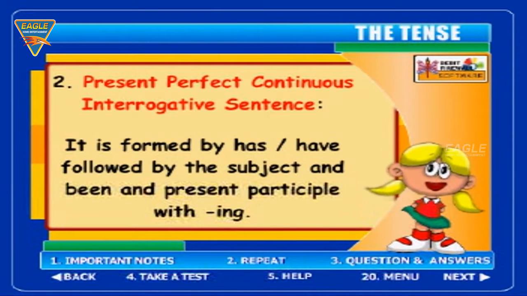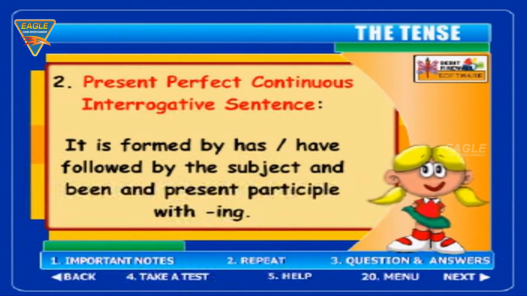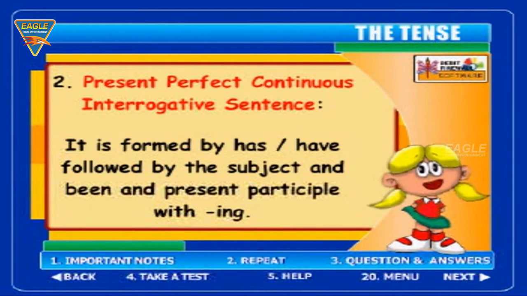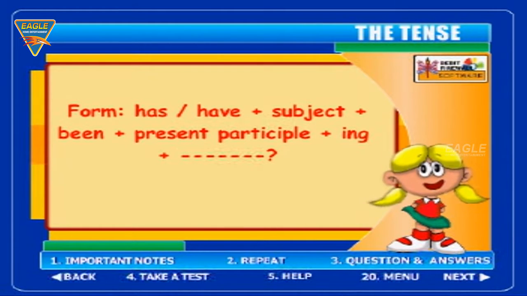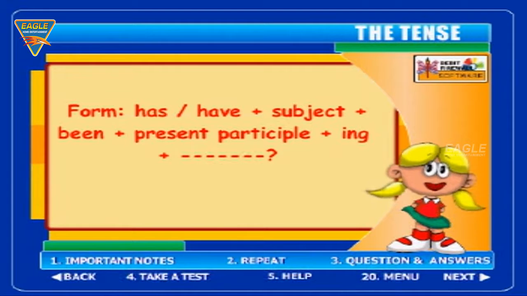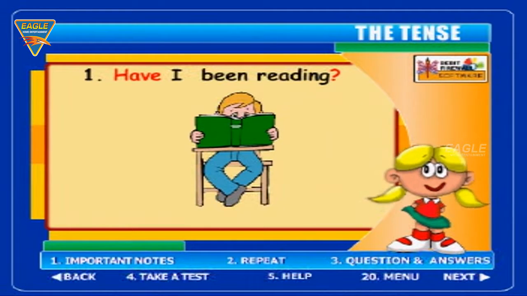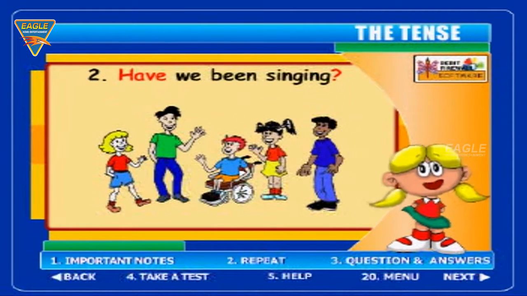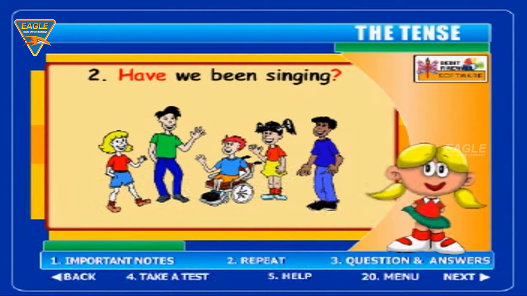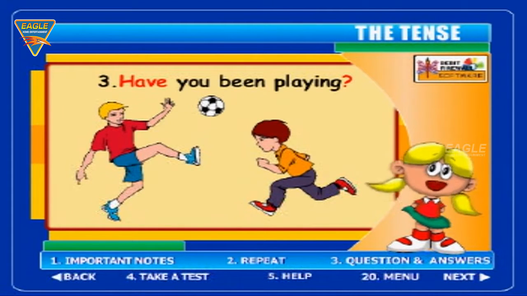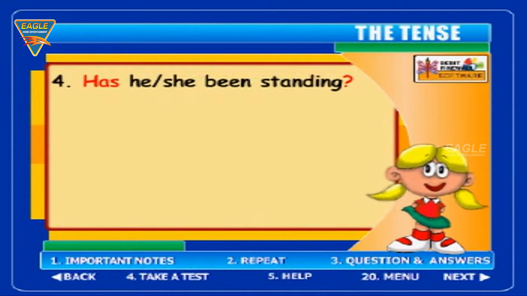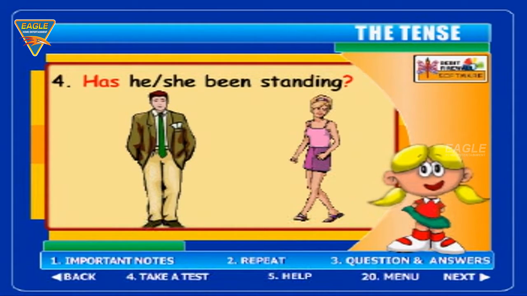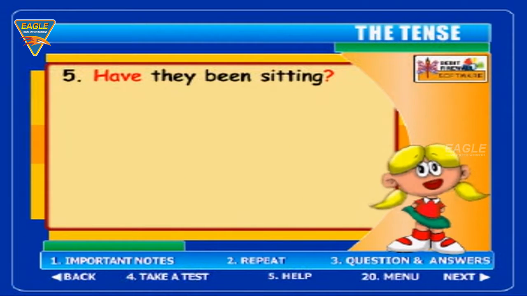Present perfect continuous interrogative sentence. It is formed by has or have followed by the subject and been and the present participle with ing. Form: has or have plus subject plus been plus present participle plus ing plus question mark. Examples: Have I been reading? Have we been singing? Have you been playing? Has he or she been standing? Have they been sitting?